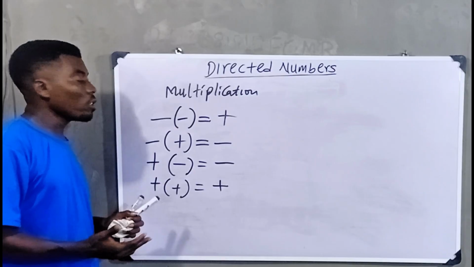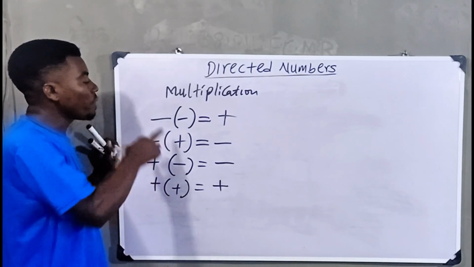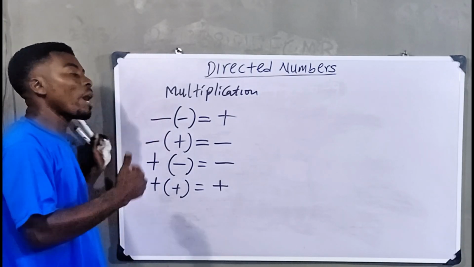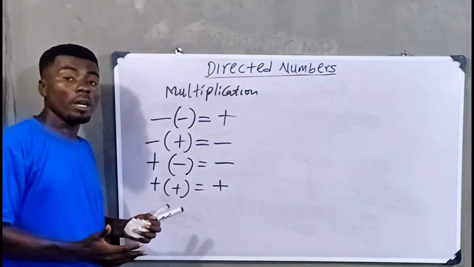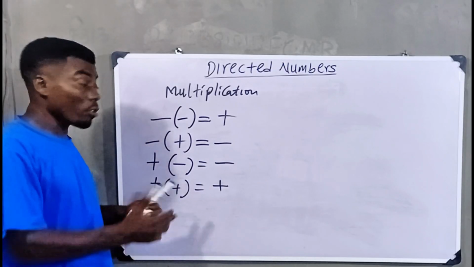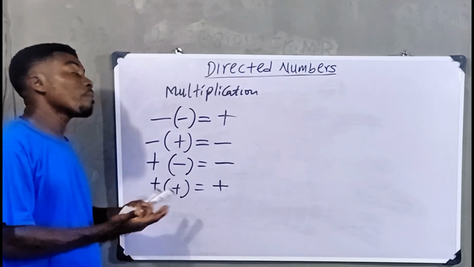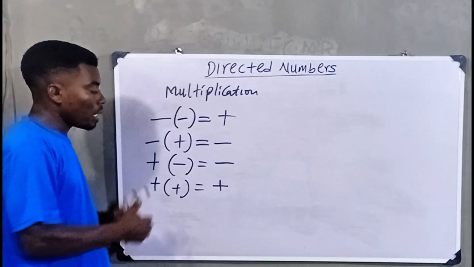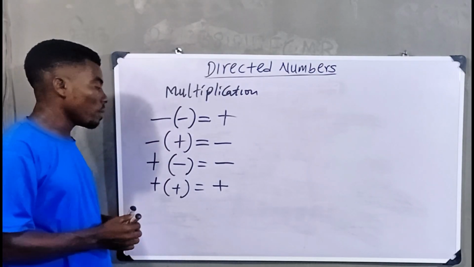So when dividing numbers, we have that negative divided by negative. That's a negative number divided by another negative number will give you what? A positive result. And that is how we apply this.